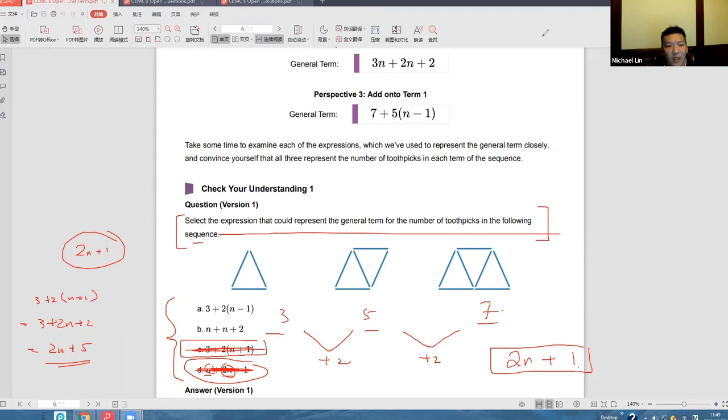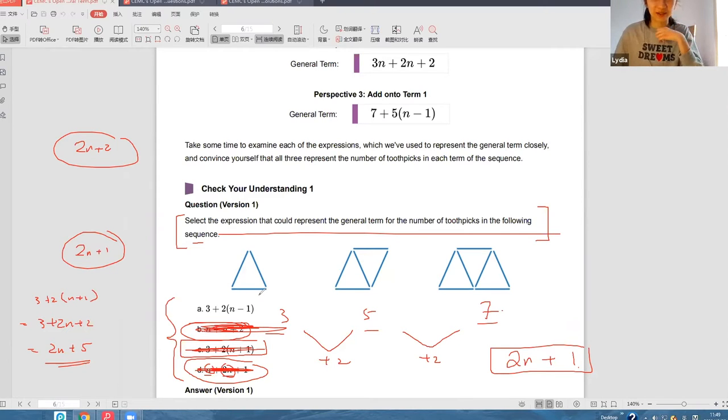Angela says it's B. So again, we have n plus n, which is 2n. So that's 2n plus 2. So that's unfortunately not 2n plus 1. So that means, Lydia, the answer is pretty obvious. First of all, it's the only one available, and also, yes, A is the only one that fits for the first one.